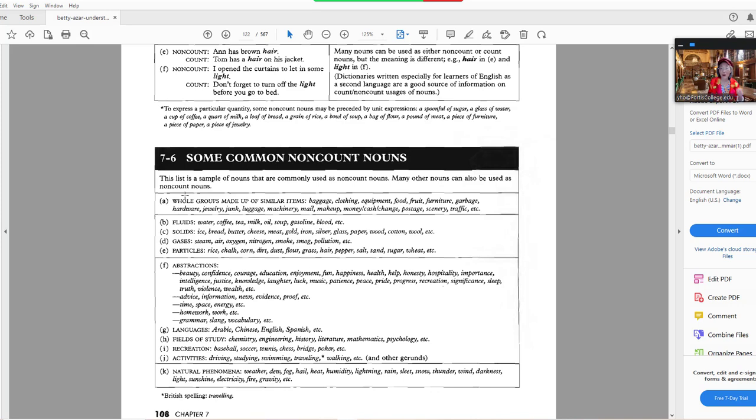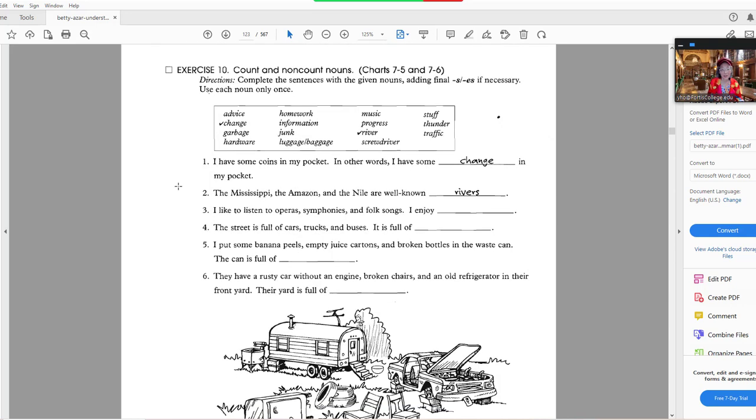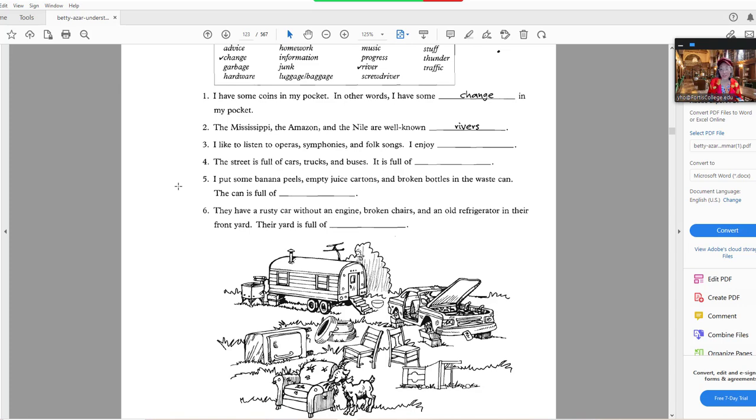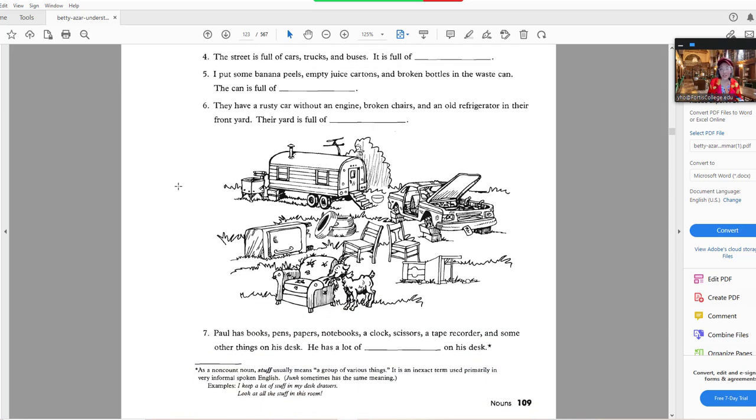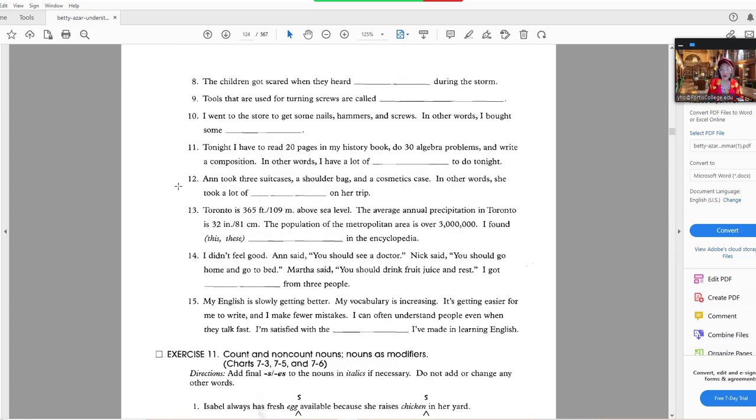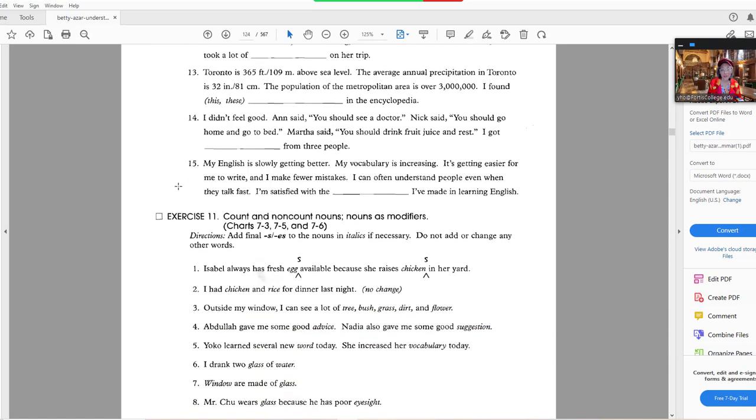Natural phenomena are also non-count nouns. Weather, dew, fog, hail, heat, humidity, lightning, rain, sleet, snow, thunder, wind, darkness, light, sunshine, electricity, fire, and gravity are all non-count nouns that take a singular verb and cannot be made plural. So you just have to know all of that. And usually things that are names of groups are non-count nouns.